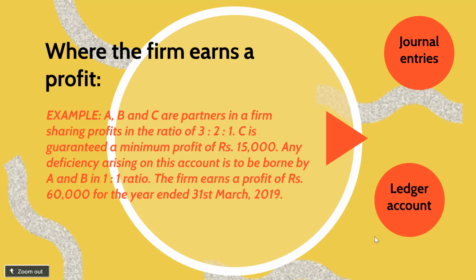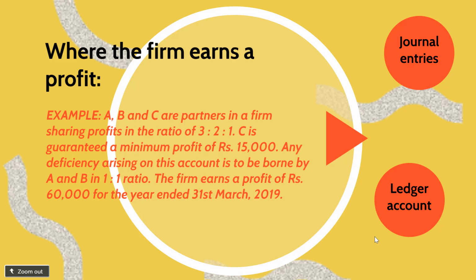Where the firm earns a profit. Example: A, B and C are partners in a firm sharing profits in the ratio of 3:2:1. The partner C is guaranteed a minimum profit of rupees 15,000. Any deficiency arising on this account is to be borne by A and B in 1:1 ratio. The firm earns a profit of rupees 60,000 for the year ended 31st March 2019.